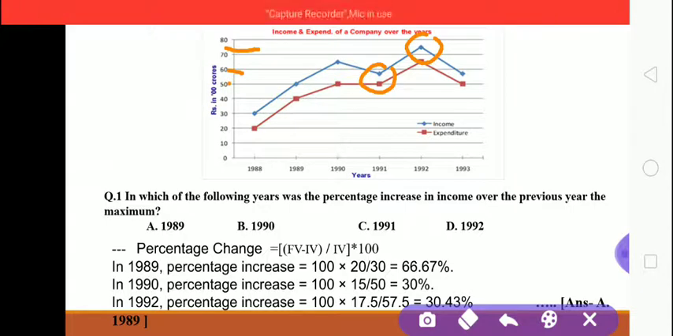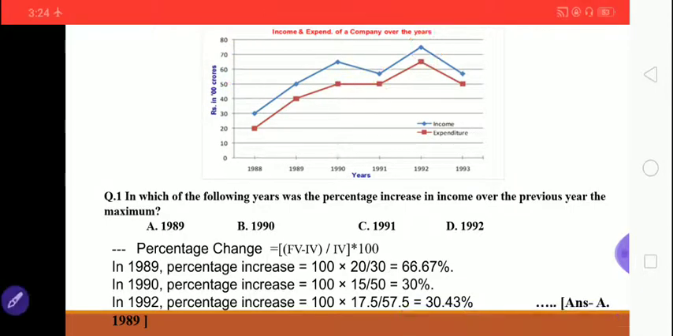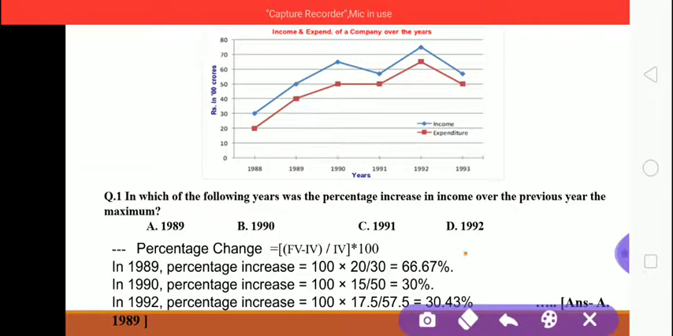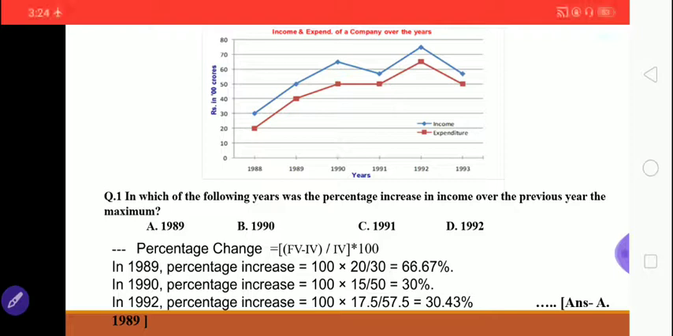This difference is nearly 17.5 divided by 57.5. This percentage you are getting as 30.43. So from these you can get which percentage increase is maximum, and that is at 1989. So this is the exact method to find out the percentage increase for each year.